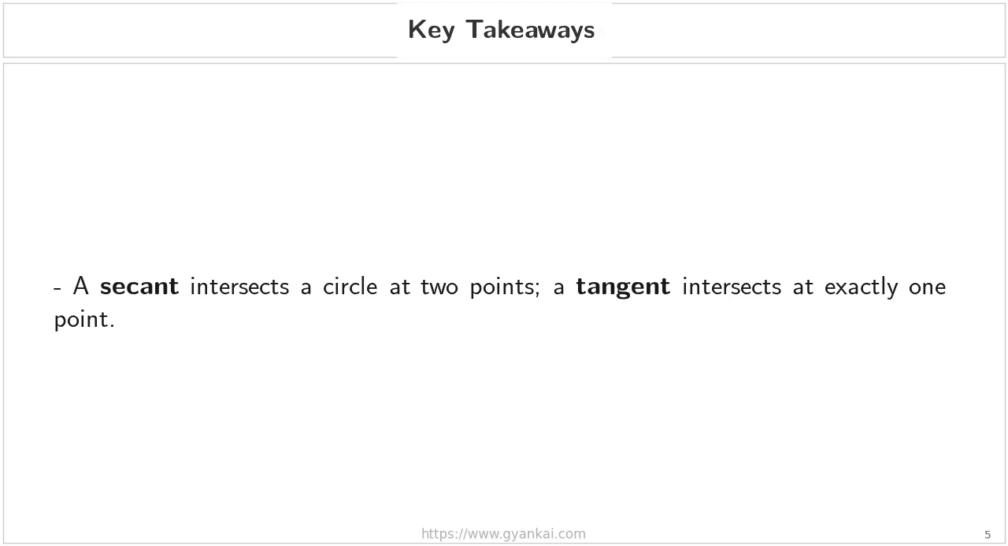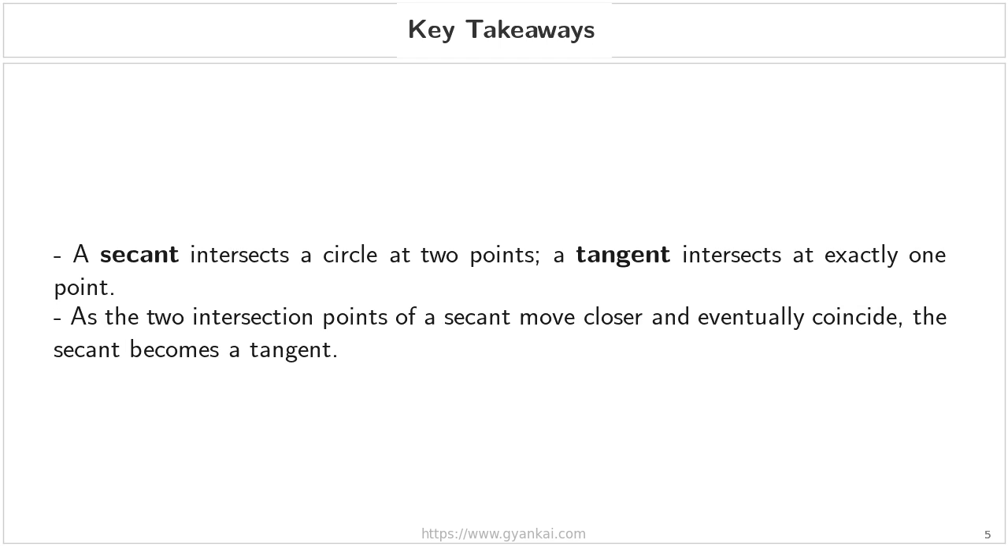Key takeaways. First, let's keep the fundamental distinction clear in our minds. A secant is a line that intersects a circle at 2 distinct points, whereas a tangent is a line that intersects the circle at exactly 1 point.